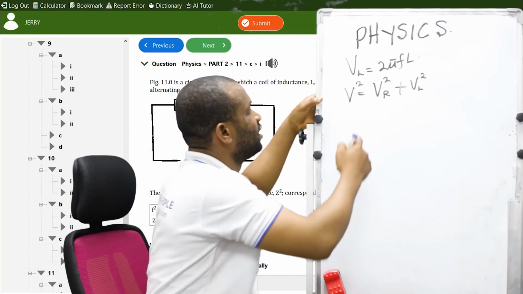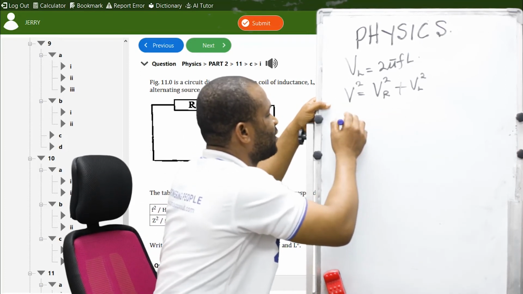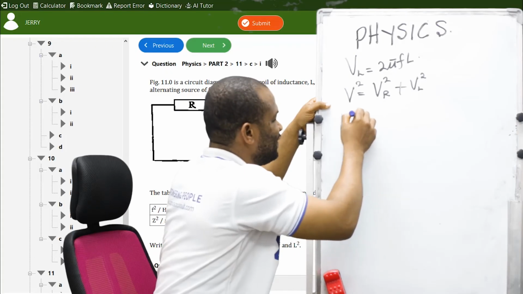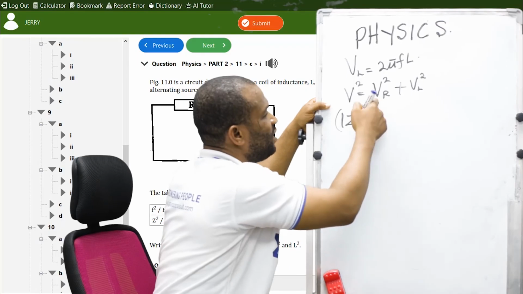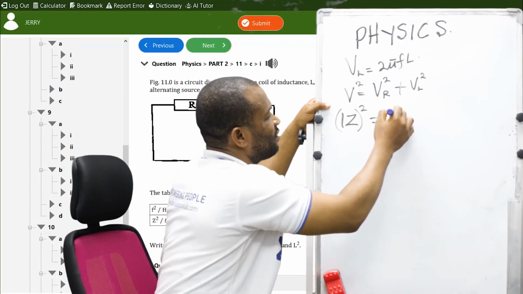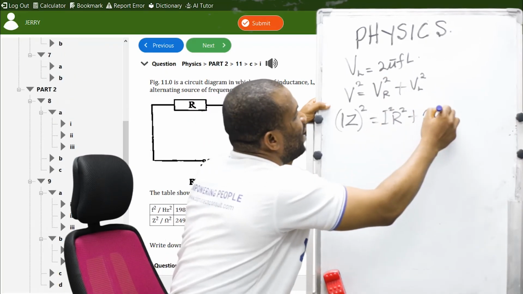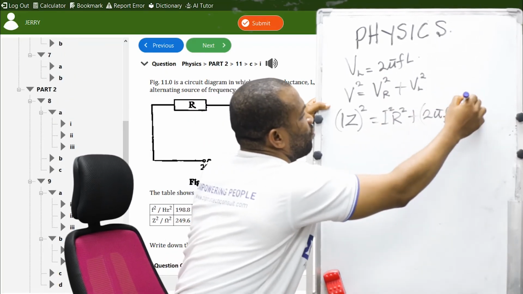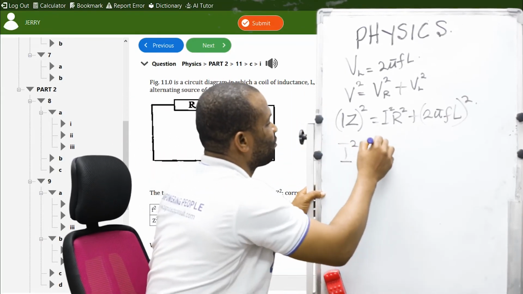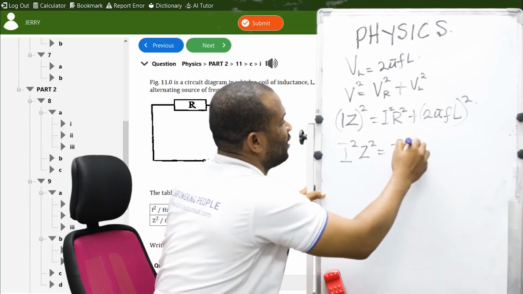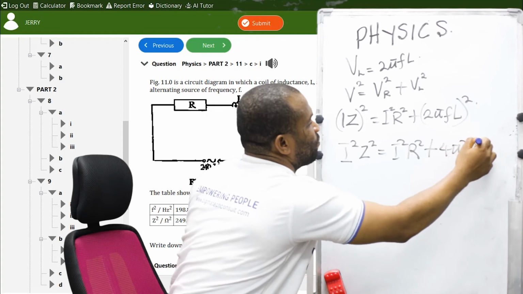So for that reason, this V is IZ, all squared, equal to VR, which is I multiplied by R, all squared, plus VL, which is 2 pi FL, all squared. So this is going to be I squared Z squared equals I squared R squared plus 4 pi squared F squared L squared.